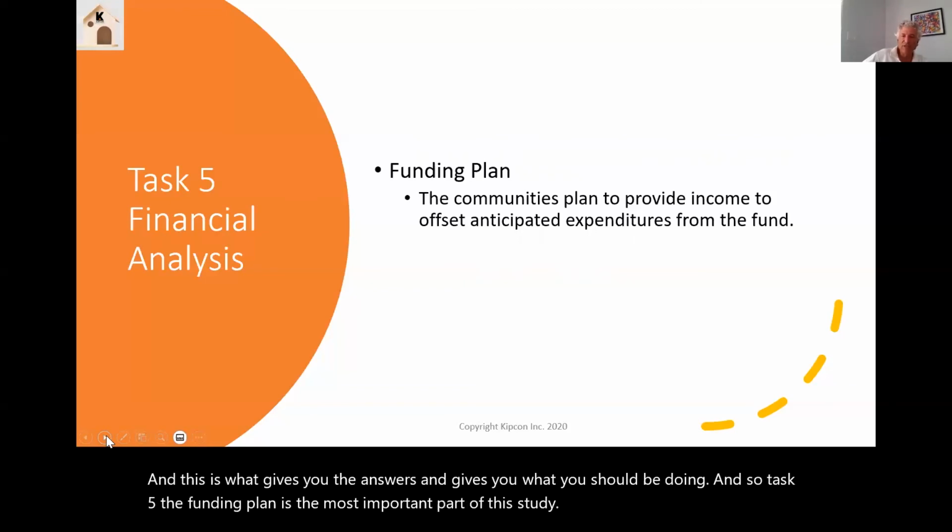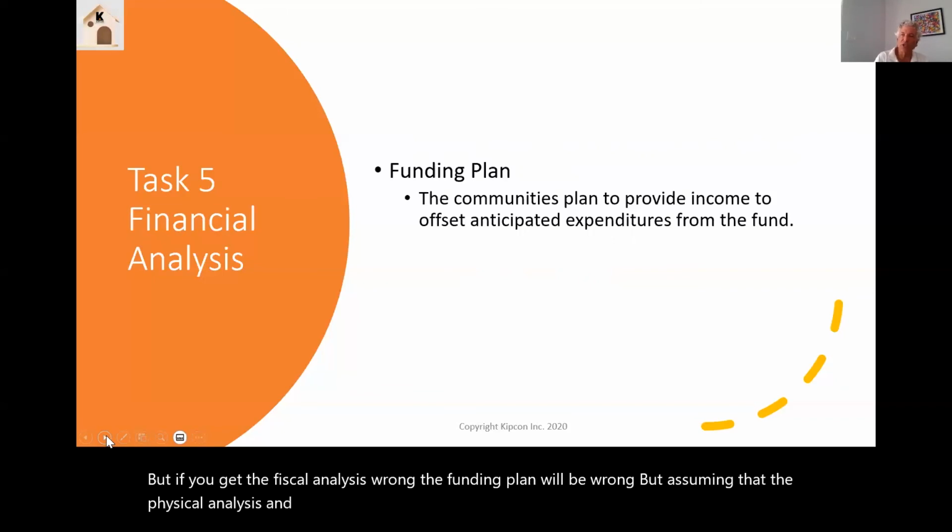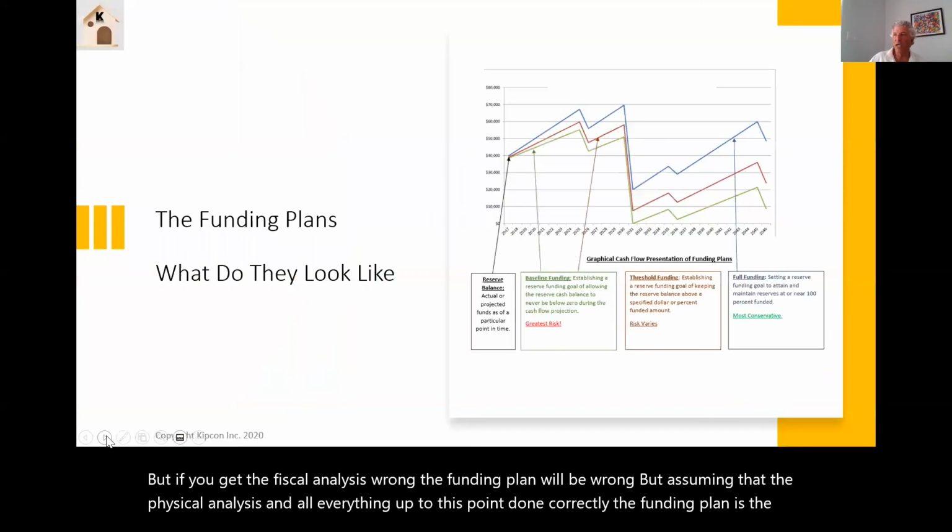But if you get the physical analysis wrong, the funding plan will be wrong. But assuming you get the physical analysis and everything up to this point done correctly, the funding plan is the most important part of the entire study. And what does it look like?